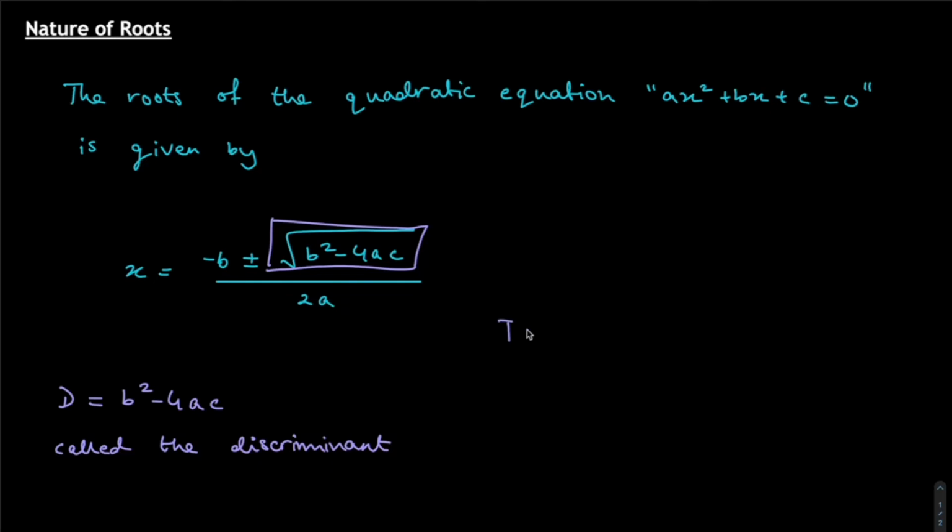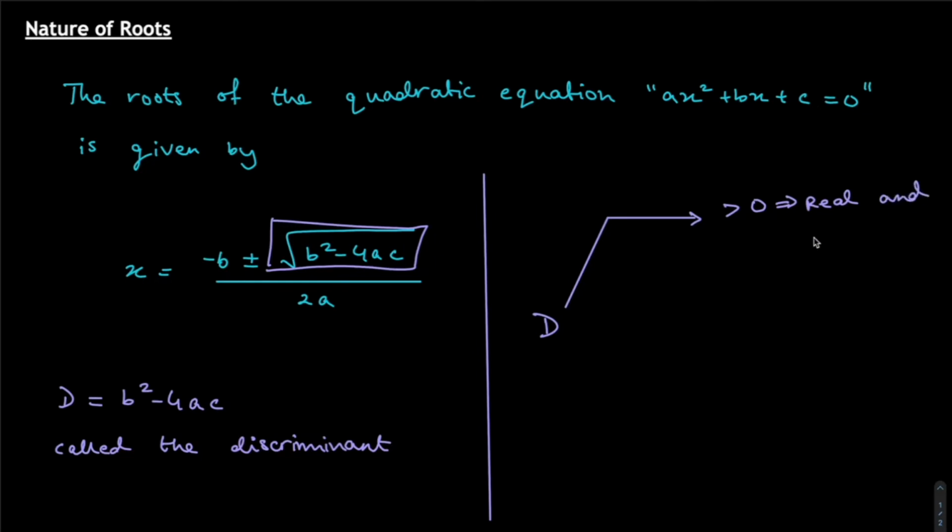So I'm going to have 3 different cases for the discriminant. I'm going to make a line here, and I'm going to have my discriminant here. My first case is if my discriminant is greater than 0. Then I have real and distinct roots. That means I'm going to have 2 different roots, and they're going to be real roots, distinct.